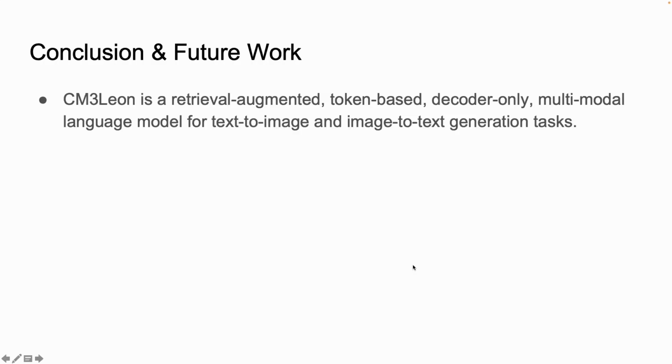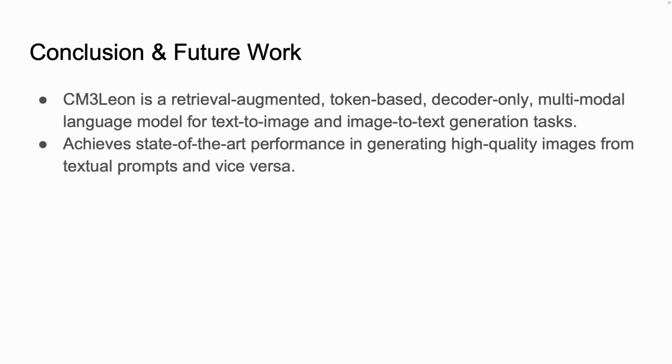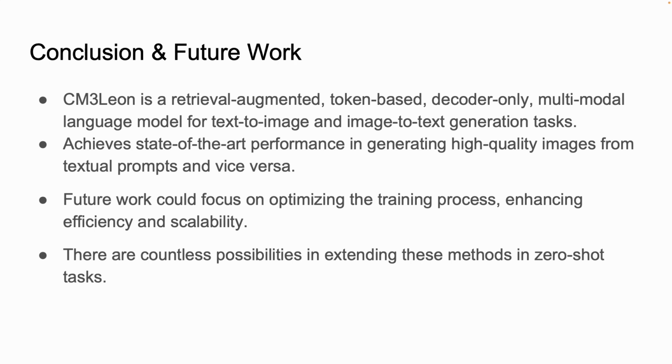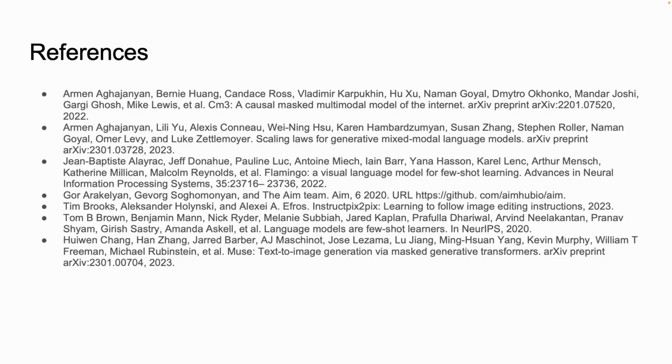Finally, to conclude, we can say Chameleon is a retrieval augmented, token-based, decoder-only, multimodal language model for text to image and image to text generation tasks. It also achieves state-of-the-art performance in generating high-quality images from textual prompts and vice versa. Future work could focus on optimizing the training process, enhancing the efficiency and scalability. The possibilities are endless in extending these models in zero-shot tasks. Here are the references.